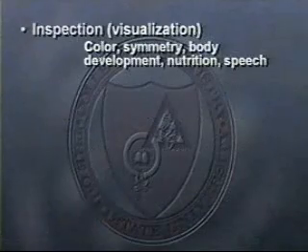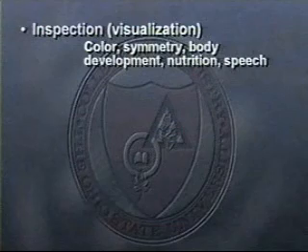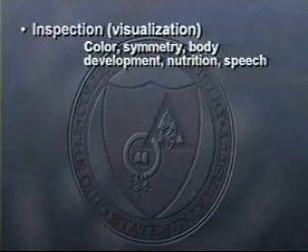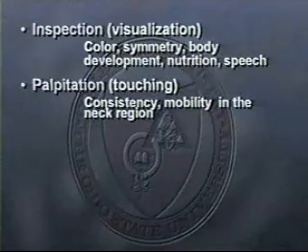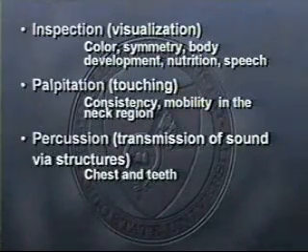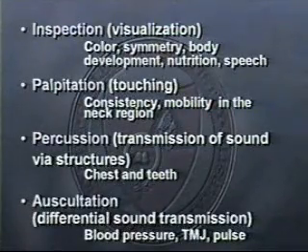The techniques utilized in the examinations of soft and hard tissues include inspection or visualization noting color, symmetry, body development, nutrition, and speech. Palpation or touching noting consistency and mobility in the neck region. Percussion, which is the transmission of sound via structures, is utilized in the examination of the chest and teeth. Auscultation or differential sound transmission is used in the recording of blood pressure, examination of the TMJ, and recording of pulse.